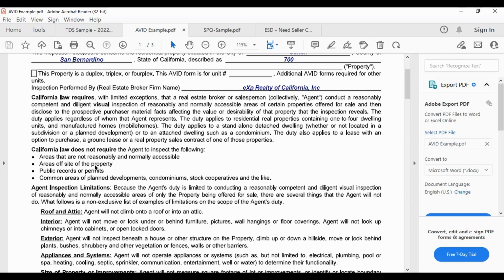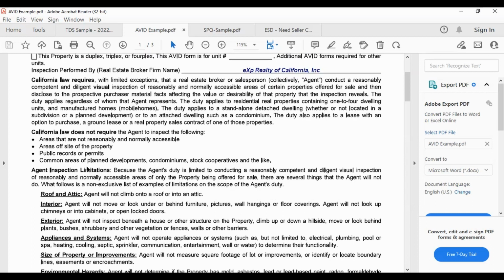Areas offsite of the property. You don't necessarily have to walk up and down the street and go to the park or anything like that. They're just asking you to give a reasonable and normally accessible view of the property and an opinion of it. It says here, you don't have to check into public records or permits. I know it says that there.